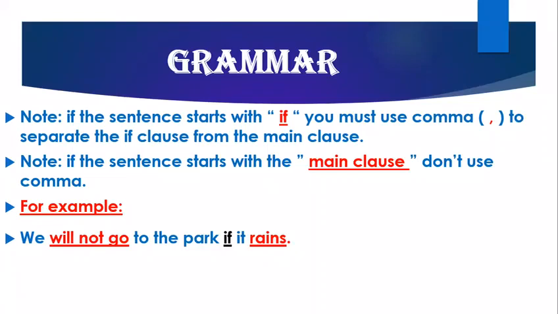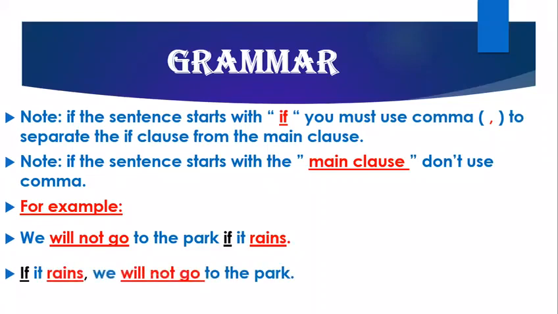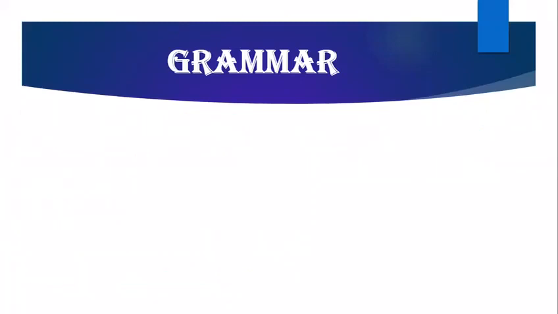Thank you very much. Another example: if it rains, look here, the sentence starts with a clause that starts with if. If it rains, comma, we will not go to the park. So we used a comma here. Why? Because the sentence starts with if. Thank you very much. Okay, now examples.